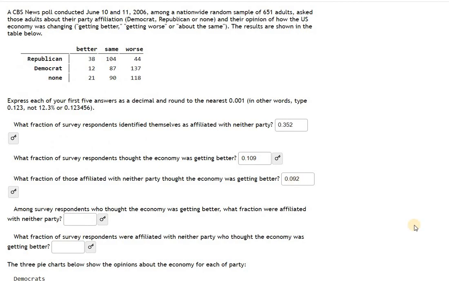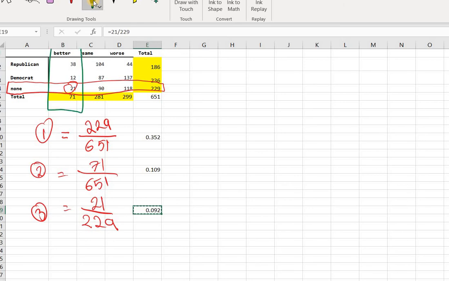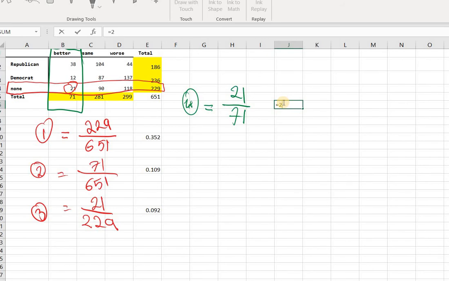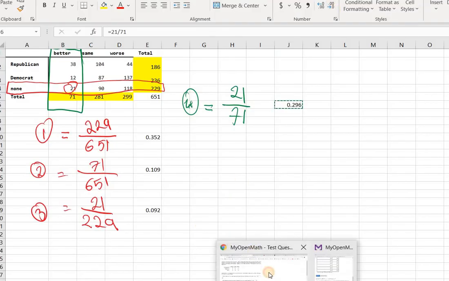Fourth question, among survey respondents who thought the economy was getting better, so now we're focusing only on the group of people who thought the economy was getting better, what fraction were affiliated with neither party? So now we're focusing only on this group right here, which is the group of people who thought the economy was getting better. So now what fraction of these people, so the denominator is going to be 71, were affiliated with neither party. So 21 of them were affiliated with neither party, and I can compute that right here. So this is equal to 21 divided by 71, and I can round that, copy and paste.